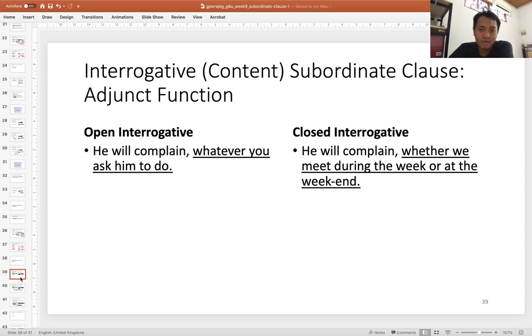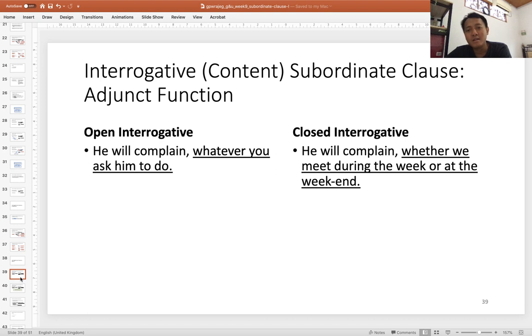This is an example of open and closed interrogative functioning as adjunct. "He will complain whatever you ask him to do." So it means you ask him to peel the fruit, you ask him to arrange the table, you ask him to clean the bed, he will complain, whatever you ask him to do. So there is a lot of possibility that he will still complain.